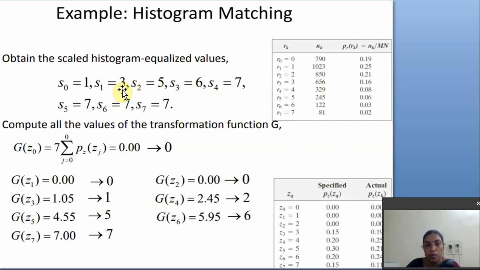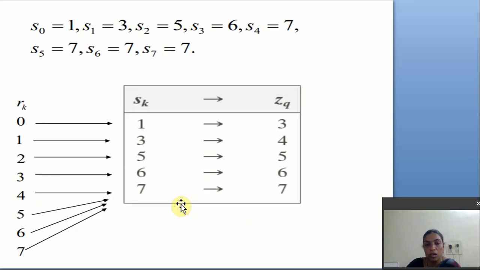Now again coming to the next one. This 3 value. So search for 3. There is no 3, but we should take the closest value of this 3. What is the closest value of this 3? 2. So now consider 2. So 2 here belongs to Z4. Now this 3 is mapped to the 4 value. That's why 3 is mapped to the 4.